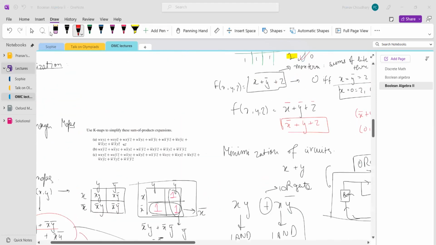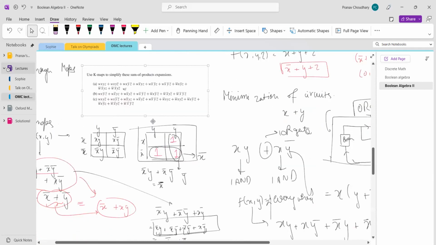Okay, so let's do some examples of minimizations using K-maps.